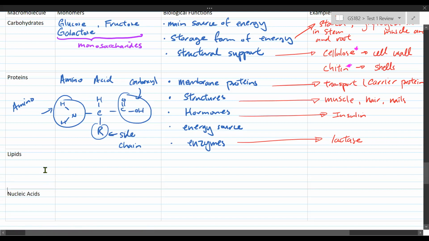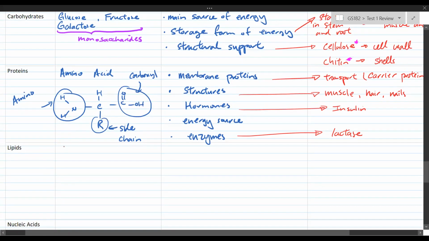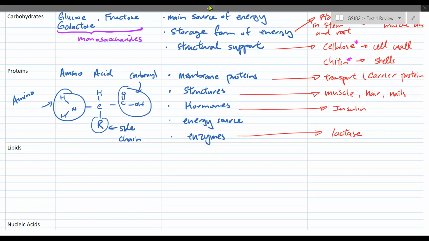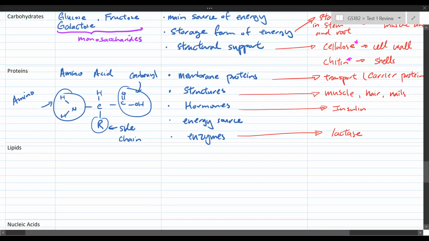But let's move on to lipids for a second. There are no monomers for lipids. Instead, they have building blocks, right? They have components. So glycerol, fatty acids, which of course can be saturated or unsaturated. And you can have phosphate groups, right? Phosphate head, carbon rings. These are the main components that we've learned.